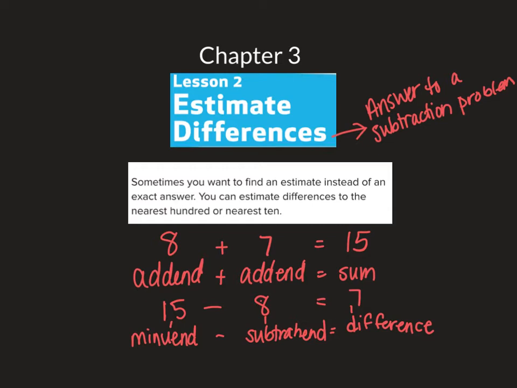Okay, so now, here's the deal. Do you have to remember minuend and subtrahend? No, that's kind of our new word we learn next year, but the big word this year is difference. Sum and addend are kind of the big ones we're practicing this year. So here we go. Sorry, I forgot to read this part. Sometimes you want to find an estimate instead of an exact answer. You can estimate differences to the nearest 100 or nearest 10. So let's jump right in.